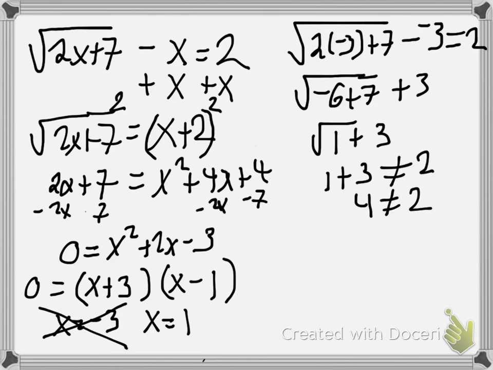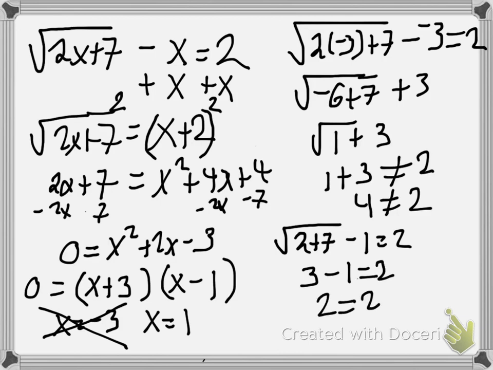Let's plug in 1 really quick. We get the square root of 2 plus 7 minus 1 equals 2. Well, the square root of 9 is 3. 3 minus 1 equals 2. Does 2 equal 2? Indeed. So x does indeed equal 1. So please, ladies and gentlemen, as I've stated a couple of times, you've got to do your checks. If you're not doing your checks and you come up with an extraneous answer and you don't get rid of it, guess what? You don't get full credit for the problem. Actually, you lose a lot of credit on the problem. Okay? All right, let's move on to number 20.